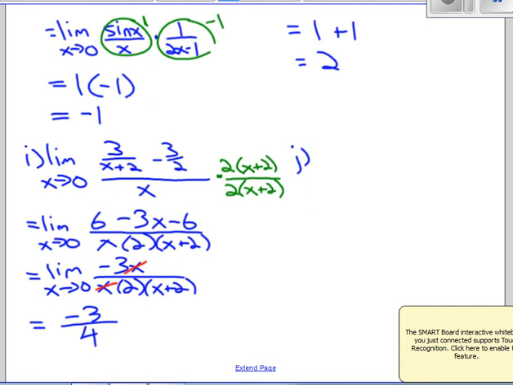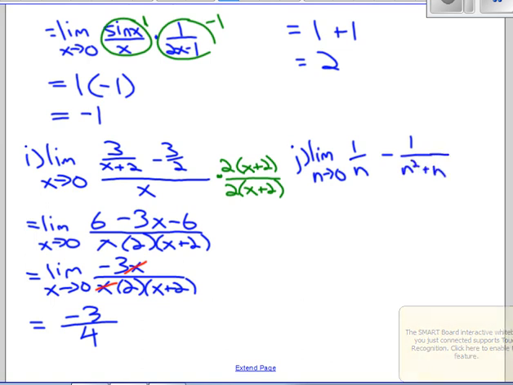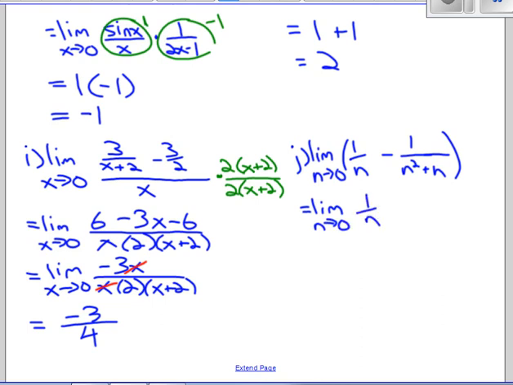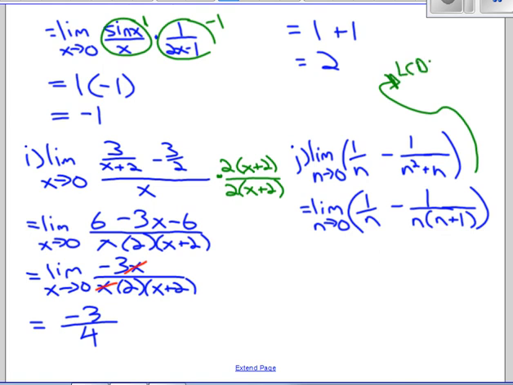Lastly, j. We have the limit as n goes to 0 of 1 over n minus 1 over n squared plus n. Okay, two separate fractions here. I can't substitute, but I could try and put them together. So before putting them together, I need to find out what the common denominator is, which means factoring the bottom. That tells me the LCD is n by n plus 1, meaning I just need to multiply the first fraction by n plus 1 over n plus 1.